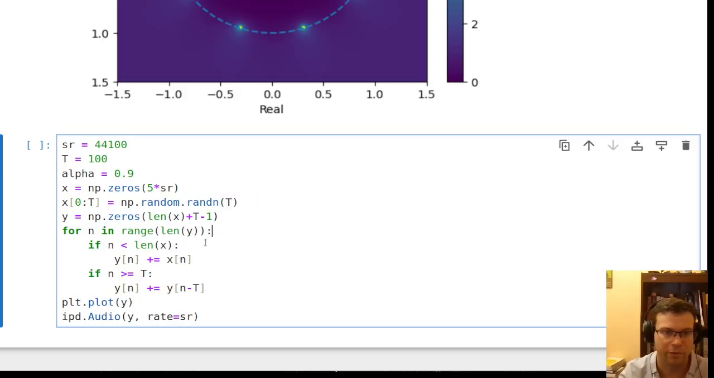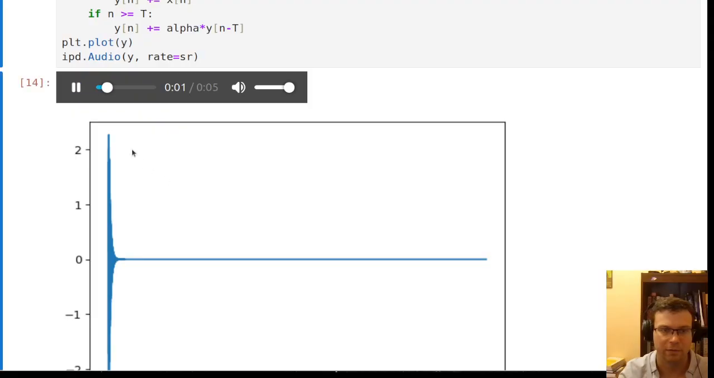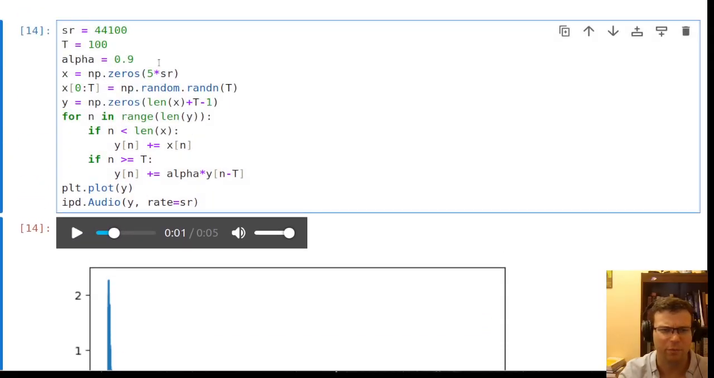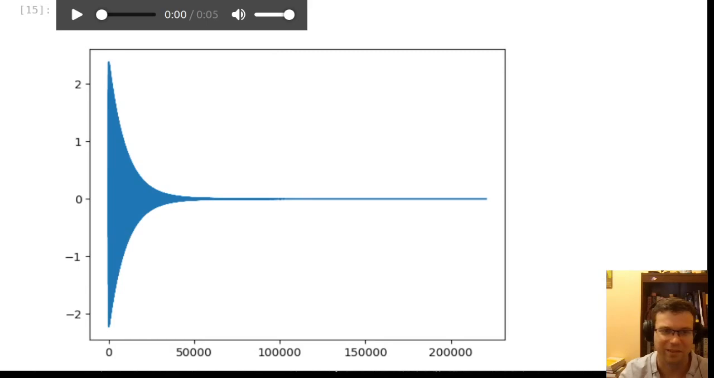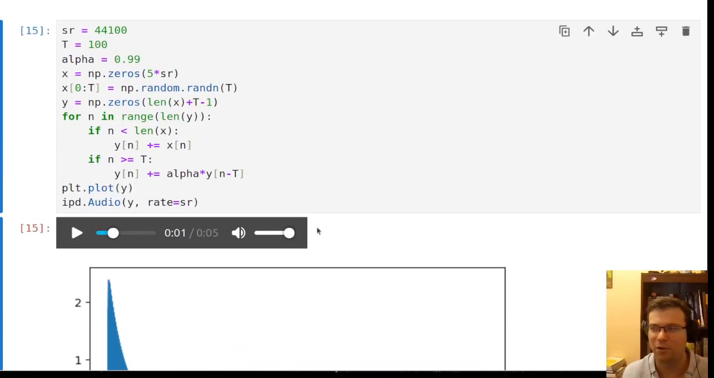Okay, and now we'll run through the same thing, except I'm going to make this y plus equals alpha times y minus t. Okay, so there's what we get. Let's listen to it. And actually, let me make alpha a little bit bigger. Let me make it 0.99. Okay, there we go. So this is something called Karplus-Strong. This is a model of a vibrating string. If you put just a little bit of noise and then you have this feedback, that is a model of a standing wave on a string.